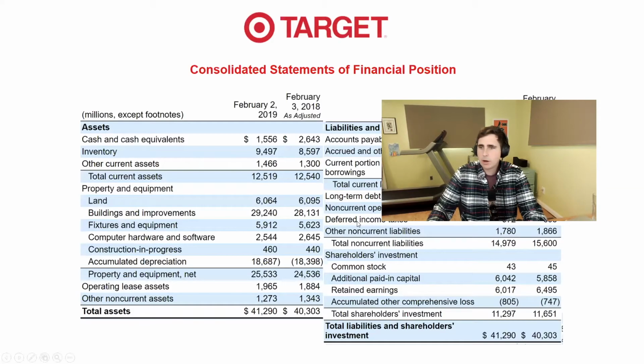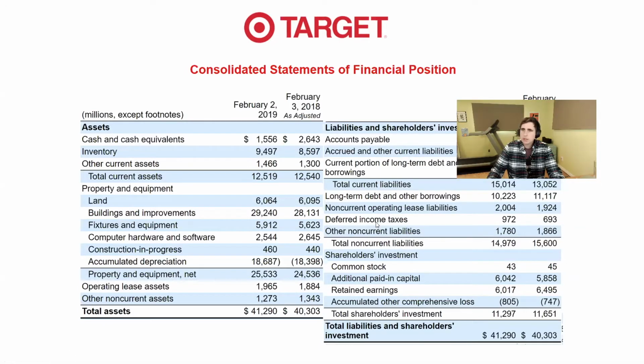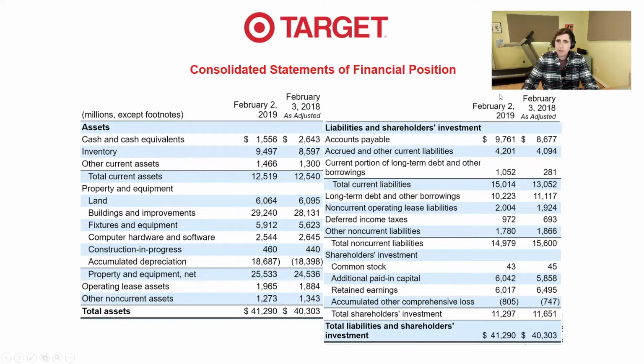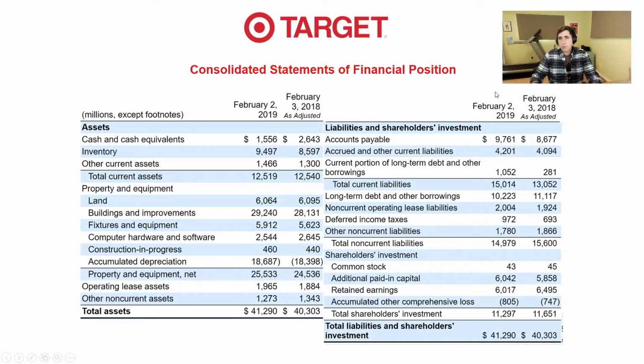So let's take a look at Target. Take a look at Target's consolidated statement of financial position, which is their balance sheet. I don't know why Target can't just use the word balance sheet. I don't know what's so hard about it. Everybody else calls it a balance sheet. Well, most companies call it a balance sheet. I don't know what their problem is. But here it is. They've got assets, liabilities, and equity down here.